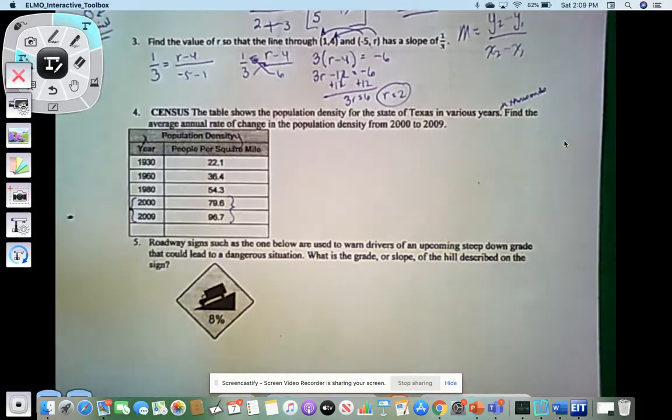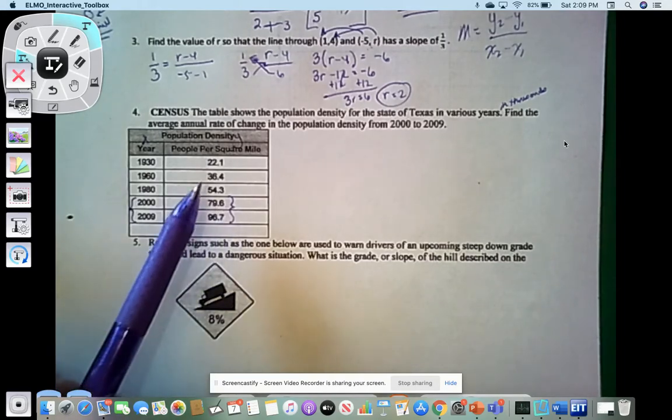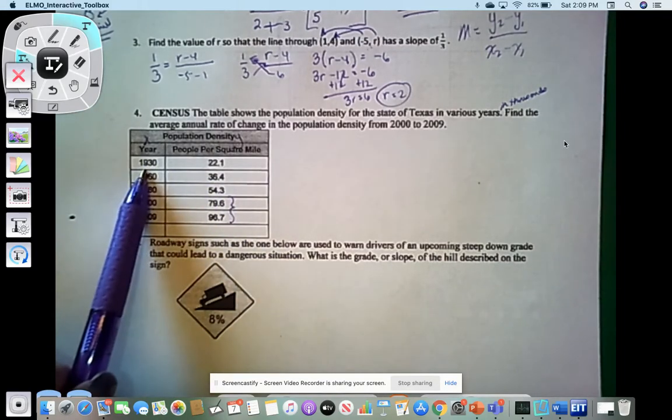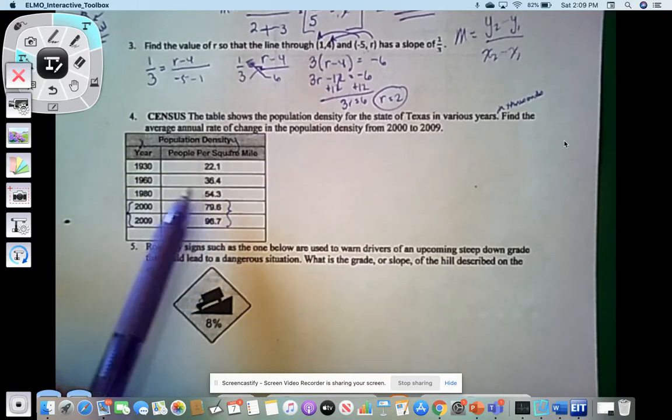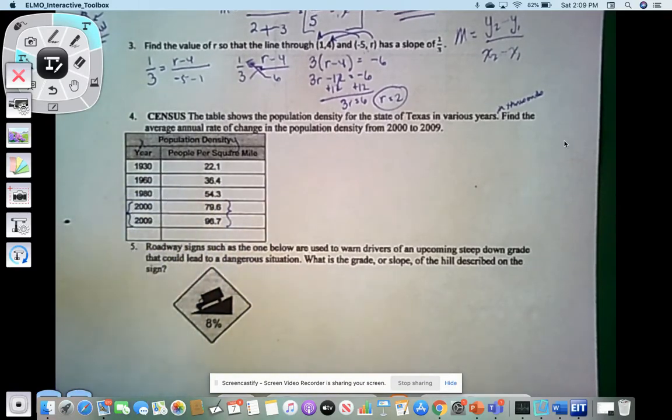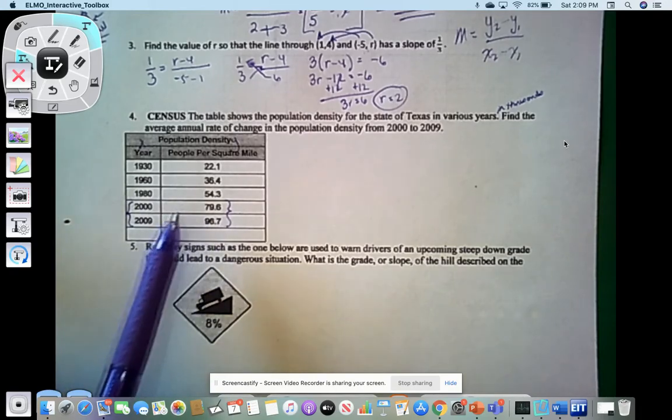Well, how do I know that? Because the Y is dependent on the X here. The population depends on the year. So your independent and your dependent variables are your X's and your Y's. The Y is dependent on the X, always.